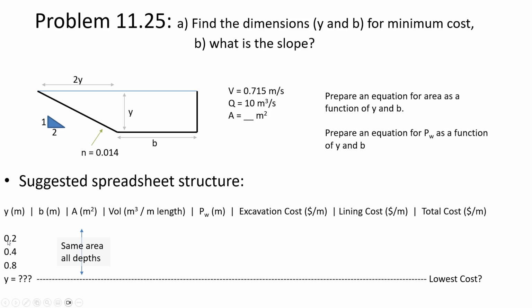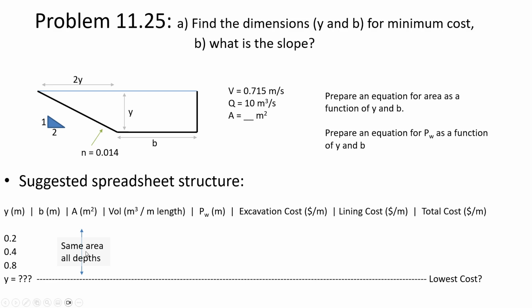And so you just choose a bunch of different depths, 0.2, 0.4, 0.5, 0.8. Find out if that was the flow depth, how big would B have to be in order to accommodate the flow at that depth. And find out what would be the width for a depth of 0.4. What would be the width at 0.8? Because all of the areas are going to be the same. You know, this is fixed. The area is going to be Q divided by V. So all of them will have the same area. So B is going to be related to whatever Y value you select plus the fixed area.